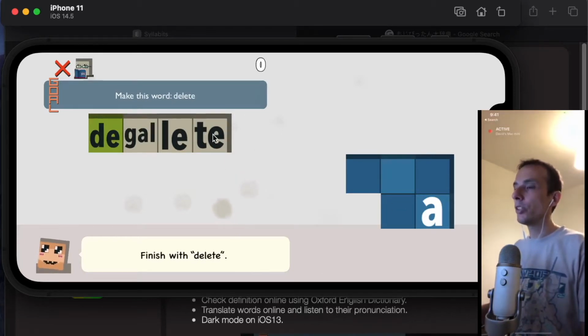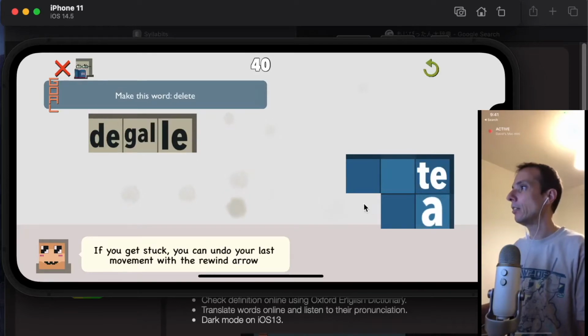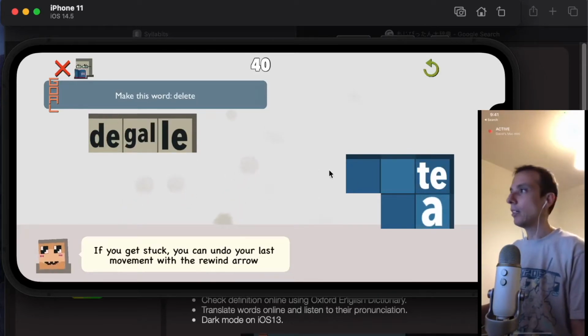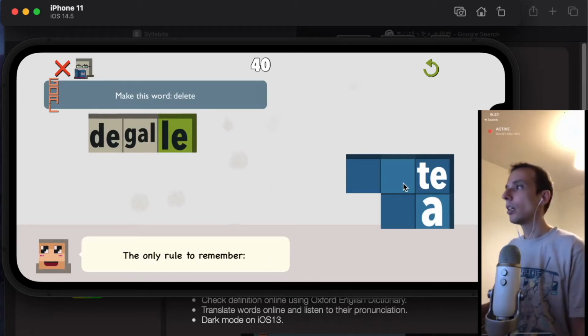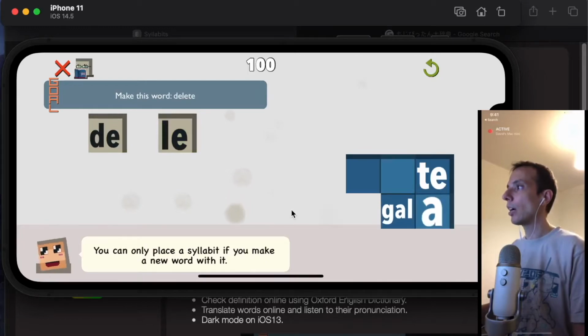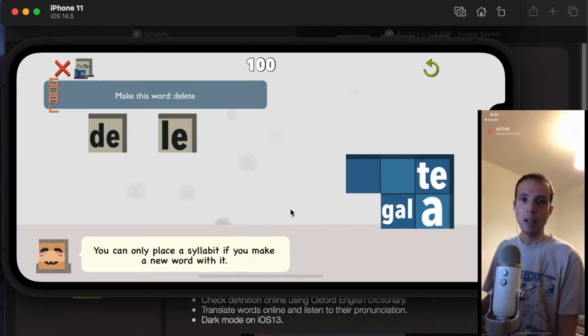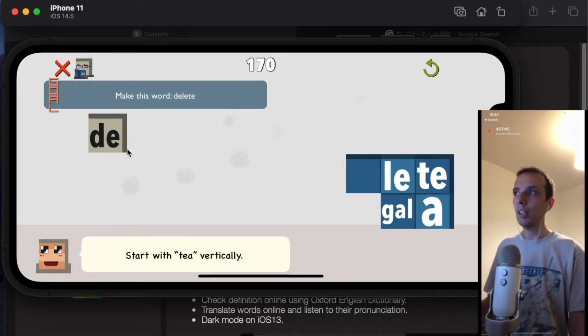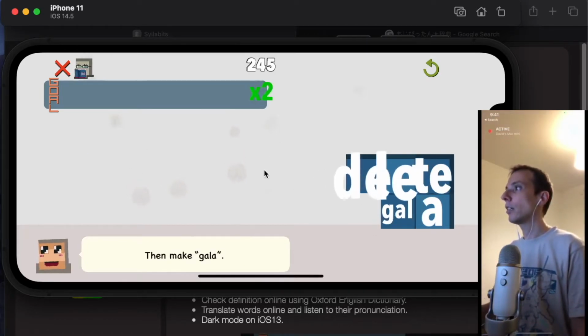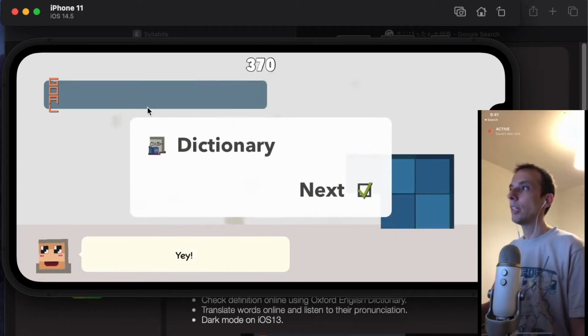So the obvious thing to do is put T in here. Right, so I have T. Now, how do I put Li? I cannot put Li because lead is not a word, right? So I have to go and make a word with A below. Put gala, right? Gala is a word. Now I can make the word legal. And now finally I can make the word delete. And stage complete. I hope it makes sense.